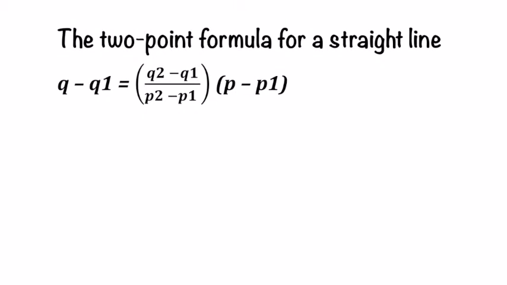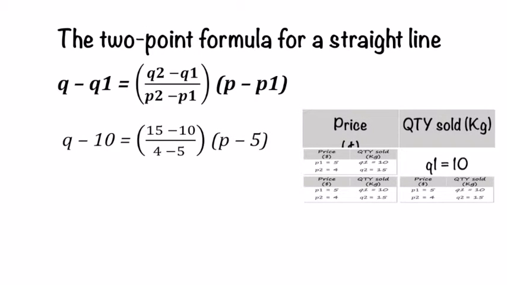With this information, we have 2 points in a graph. From here, we can use the 2-point formula for a straight line. In this example, we have change in quantity over the change in price multiplied by P minus P1. This will equal Q minus Q1.